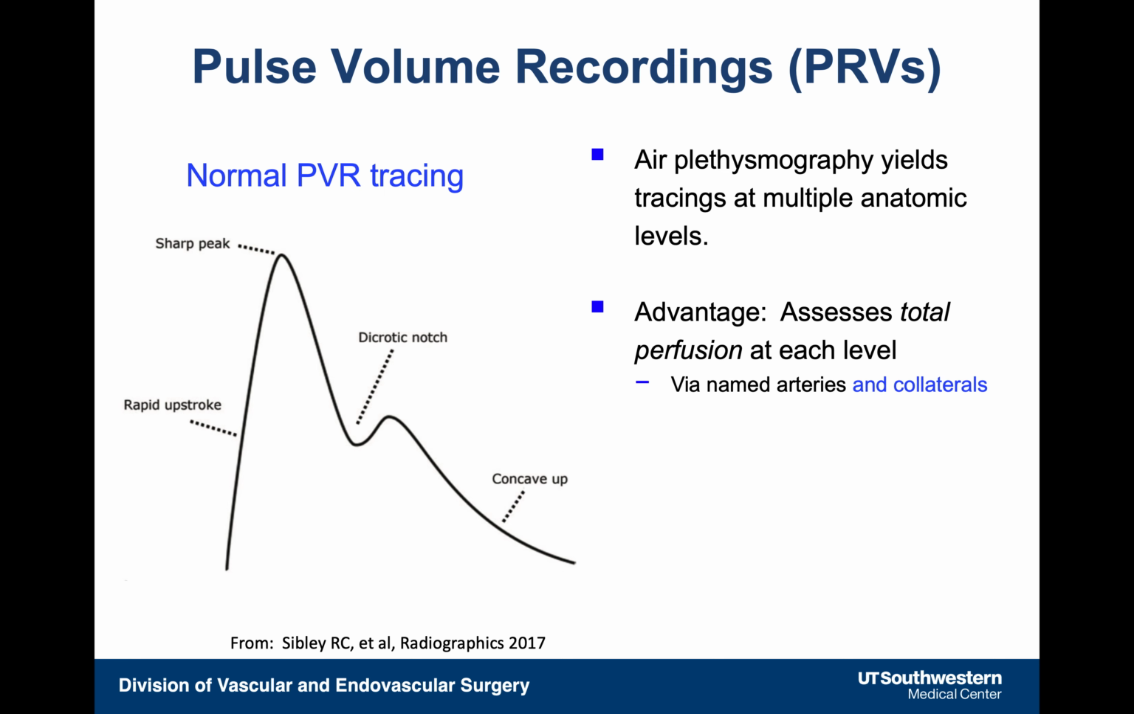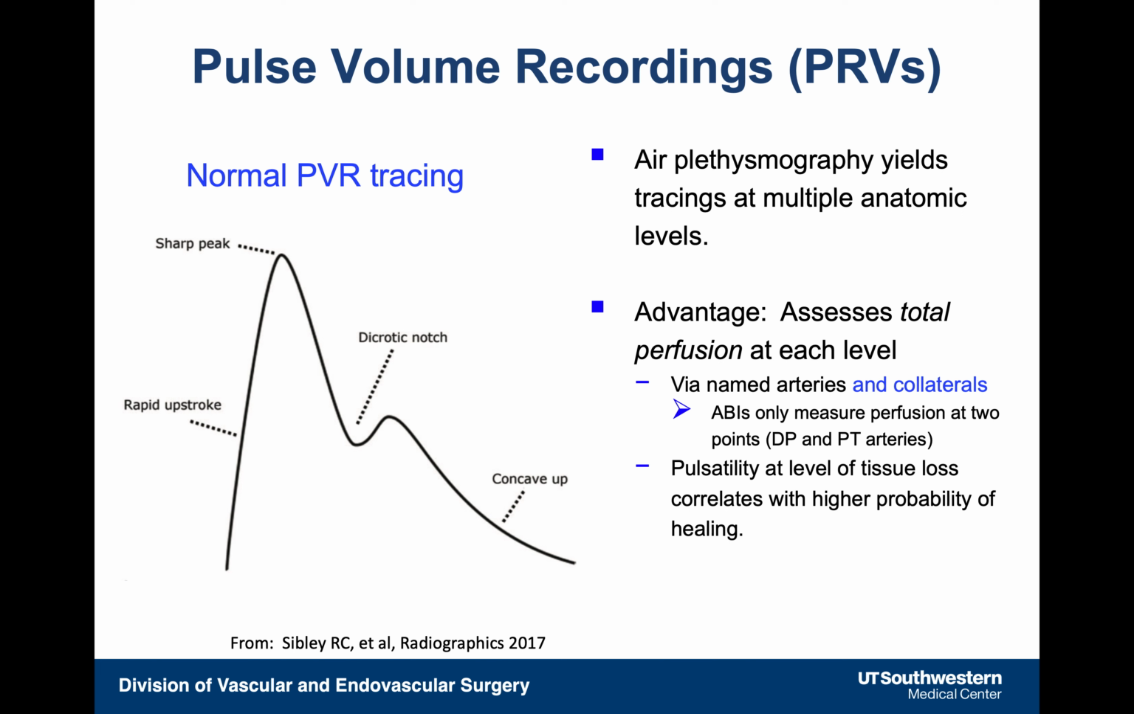Now the advantage of PVRs, and I apologize for the typographical error at the top of the screen, the advantage of PVRs is that it assesses total perfusion at each level via the named arteries and the collaterals. And this contrasts with ankle brachial index that only measures perfusion at 2 points, at the ankle, the DP and the PT arteries.